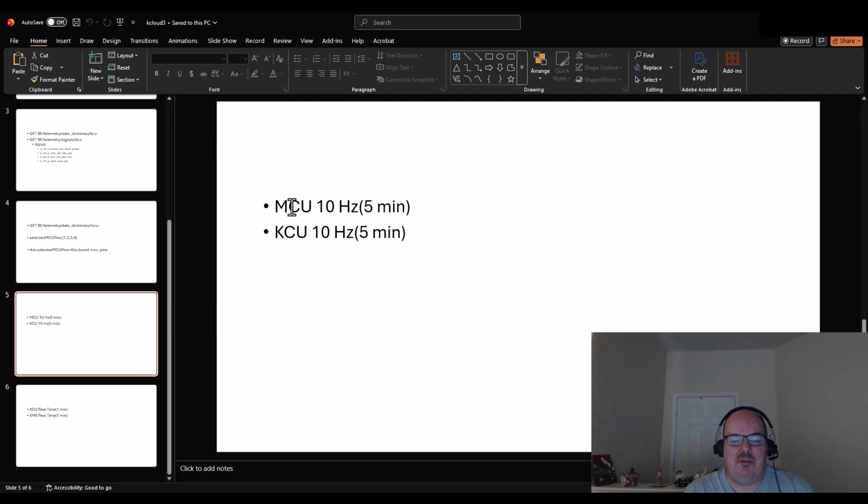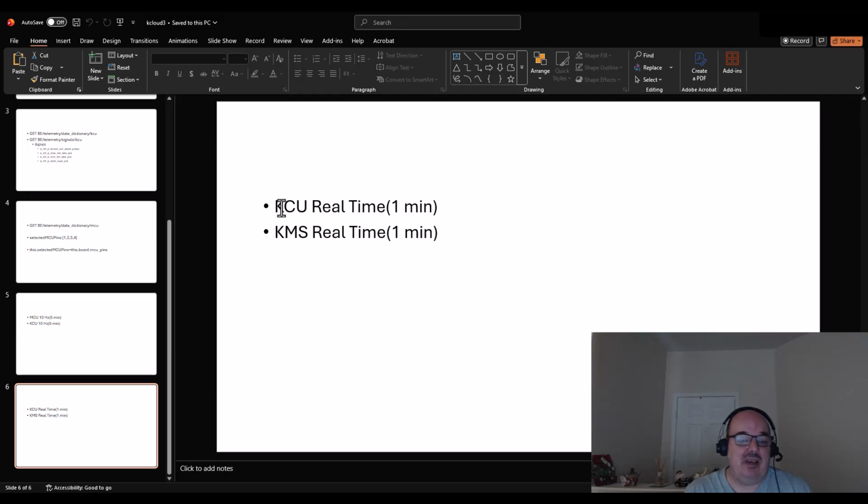Other stuff. There's a table it has with MCU of 10 hertz with 5 minutes in parentheses. There's a KCU of 10 hertz and 5 minutes in parentheses. And then there are references to, there's no MCU mentioned in the real time stuff, but there's the KCU again, real time 1 minute, and then this KMS real time of 1 minute is also in this header.